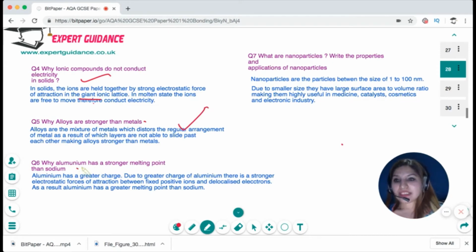Aluminium has a stronger melting point than sodium because of its greater charge. It has greater charge, a greater number of electrons, so greater charge density, so a stronger electrostatic force of attraction.